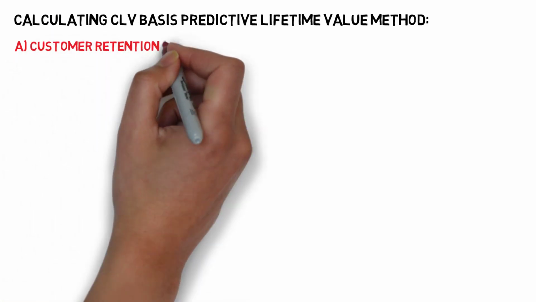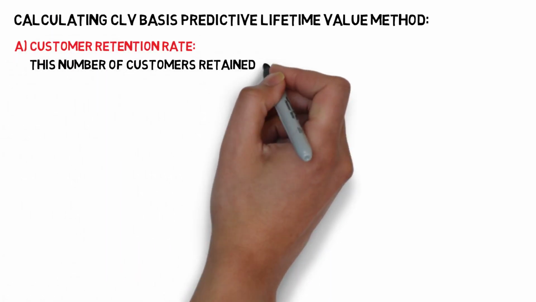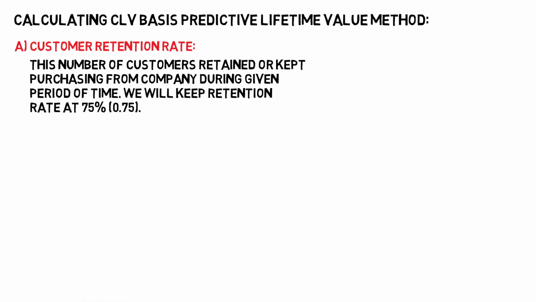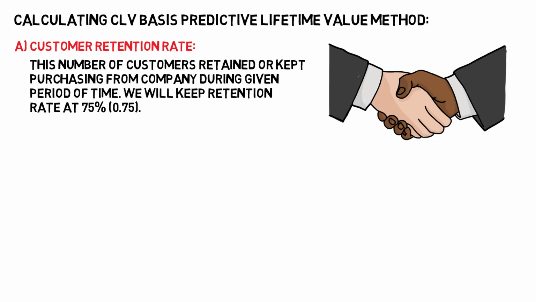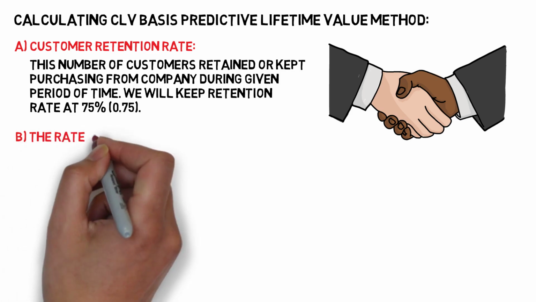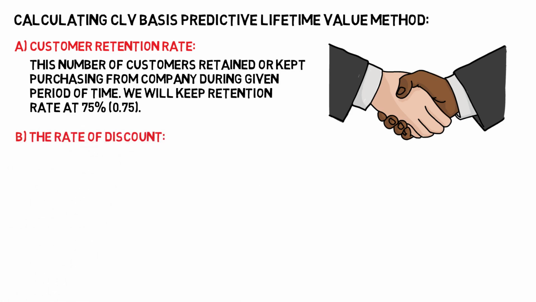Now, calculating CLV based on the predictive lifetime value method. Two main factors used for calculating predictive LTV are, firstly, customer retention rate. This is the number of customers retained or who kept purchasing from the company during a given period of time. We will keep the retention rate as 75%. Secondly, the rate of discount.